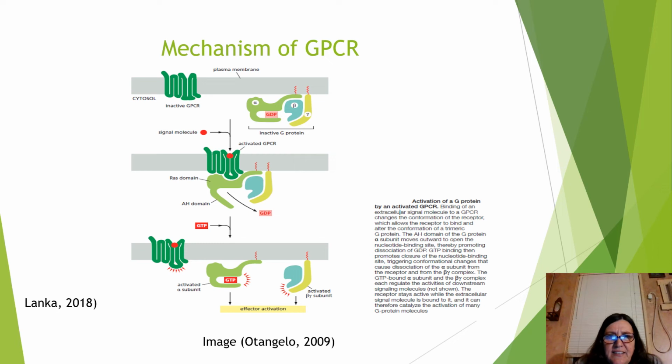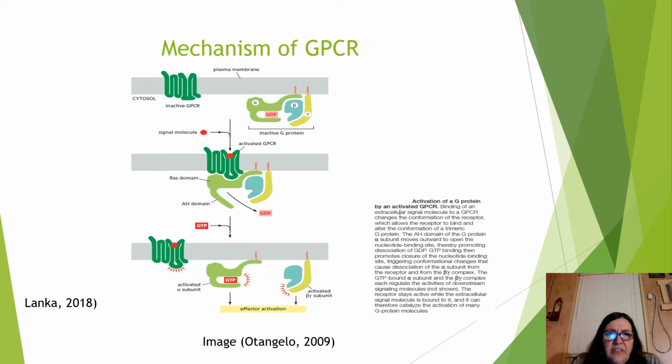And this process is what replaces this GDP here. This GDP is going to open, this arm is going to open up, this domain is going to open up, and that GDP molecule is going to come out. It's going to be kicked out and replaced with the GTP molecule. And that replacement of the GTP molecule activates the G protein. And that's all done by GTPase enzymes.